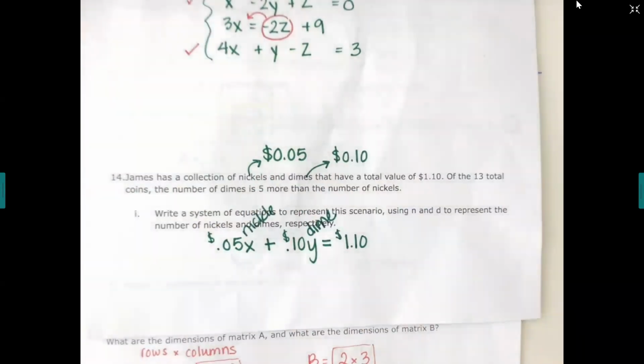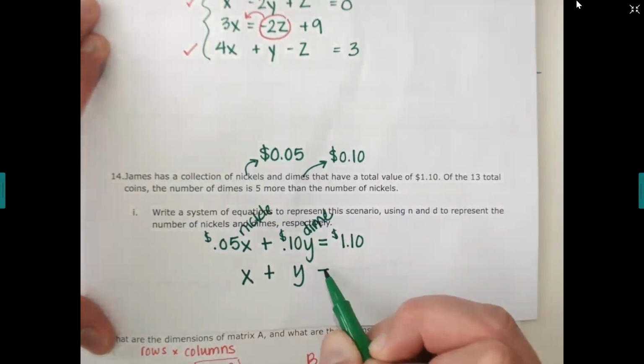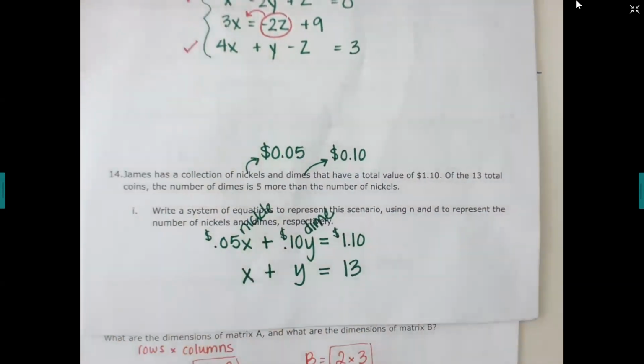Okay. Now, we need 2 rows at least, or we can't solve it. So the other thing it says is that there are 13 total coins. So that means that if I take all of my nickels plus all of my dimes, I should have 13 altogether. And keep in mind that if you're just counting coins, you don't care how much they are. You're just saying, I have 1, 2, 3, 4, 5. You're just counting them up. So that's why we don't have any numbers there.